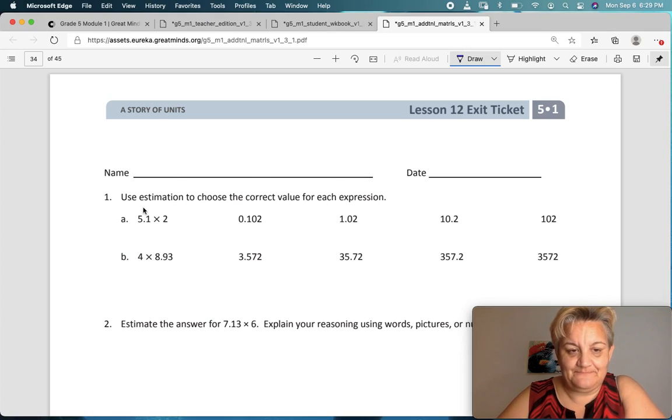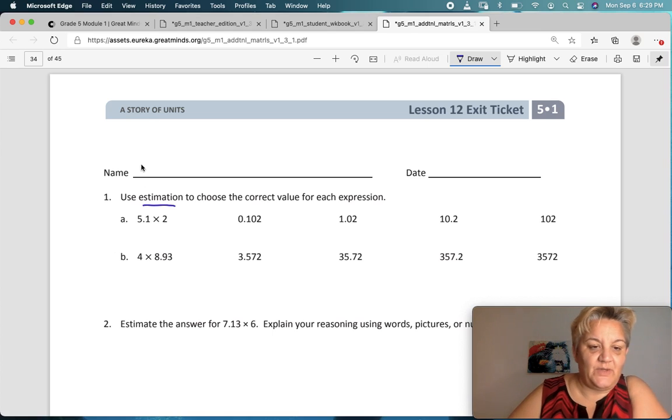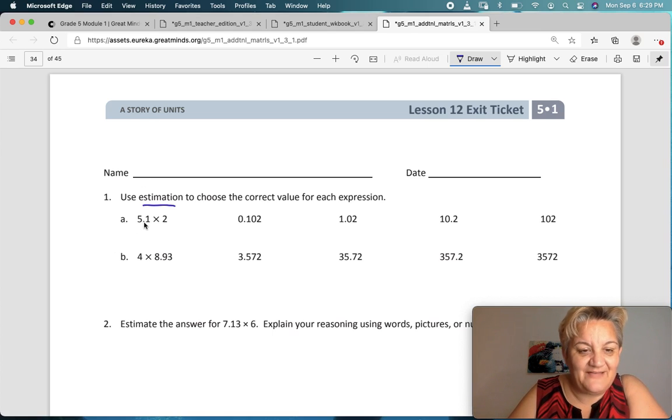Okay, estimation. Estimation is a little bit rounding and a little bit just nudging the number where you want it to go. Okay, so if we're looking at this first problem, 5 1/10 times 2, wouldn't it just be a lot easier to look at that as 5 times 2? And 5 times 2, you know, is 10.